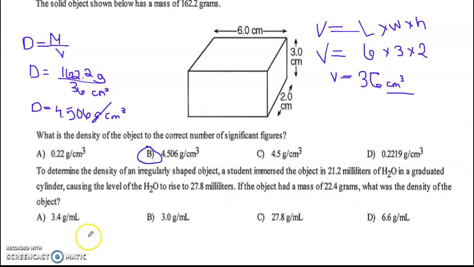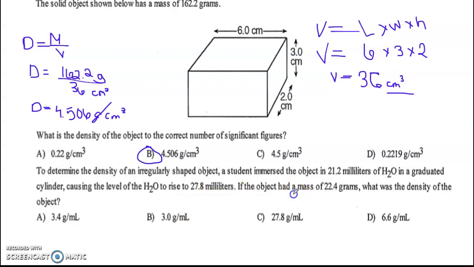All right, let's go on to problem number 2. It says to determine the density of an irregular shaped object, a student immerses the object in 21.2 milliliters of H2O in a graduated cylinder, causing the level of the H2O to rise to 27.8 milliliters. If the object has a mass of 22.24 grams, what is the density of the object?